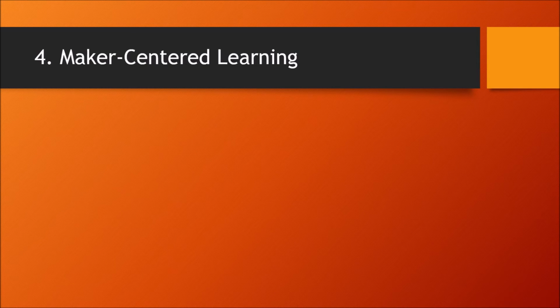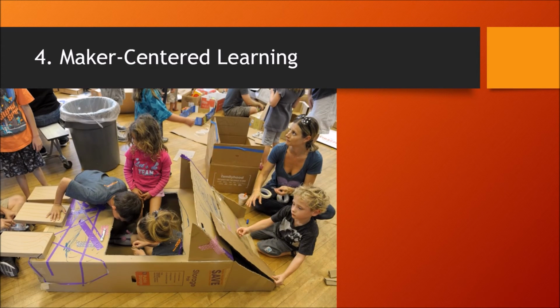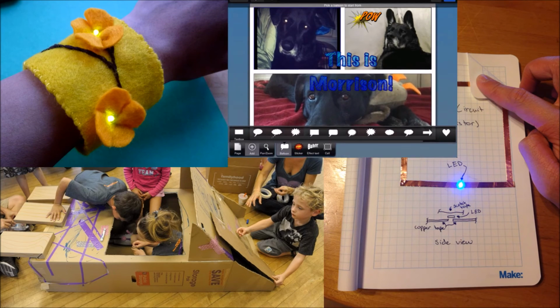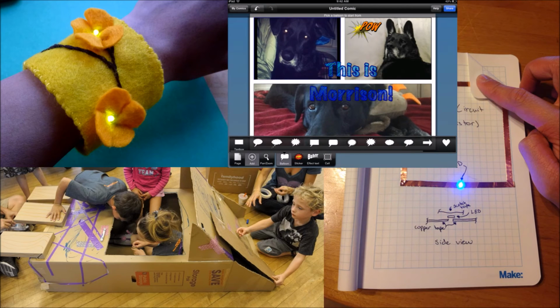Number 4, maker-centered learning. Having students design, invent, and make things can not only help them understand and control the world around them, but can also develop problem-solving skills and a disposition towards persevering through challenges and seeking new knowledge and skills, not to mention confidence in themselves as learners. Making can involve any number of materials, from cardboard to electronics to wearable computing to digital media, and is more a way of learning than a specific technology.